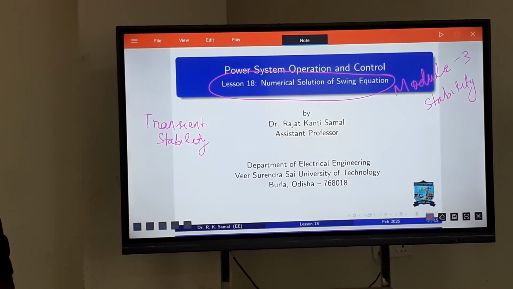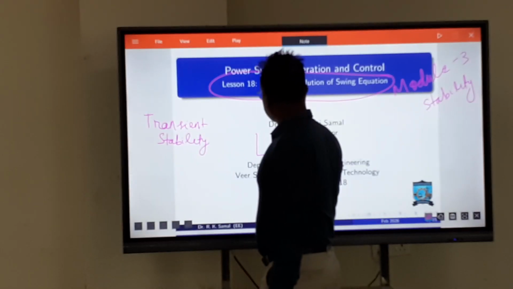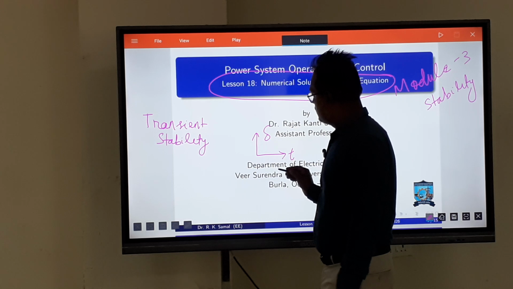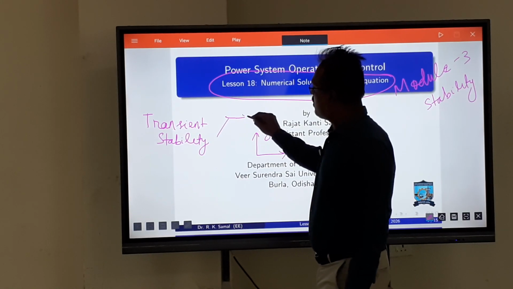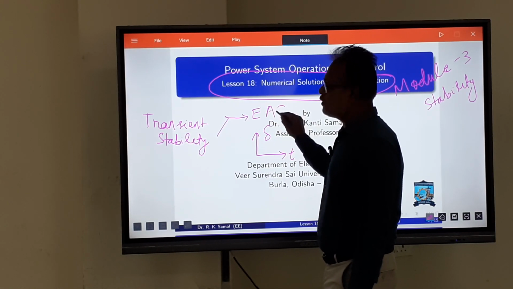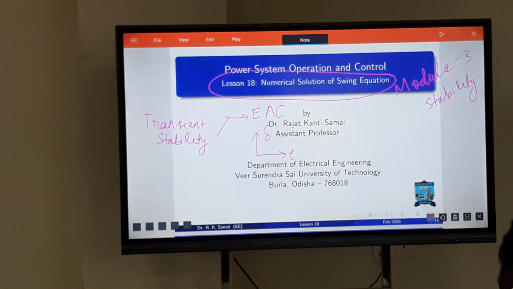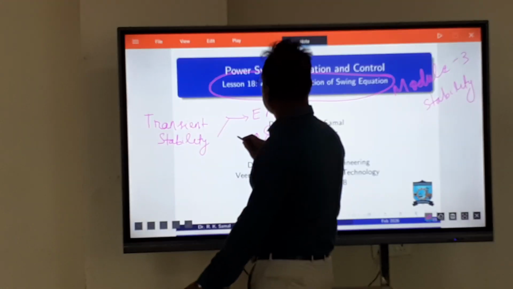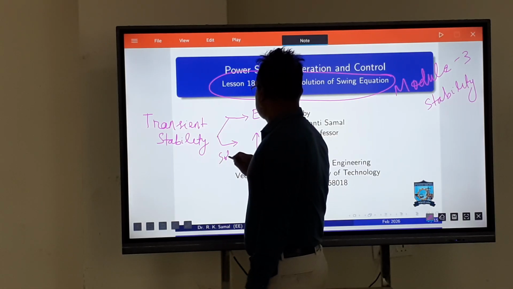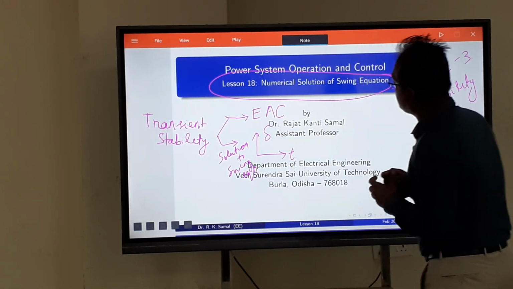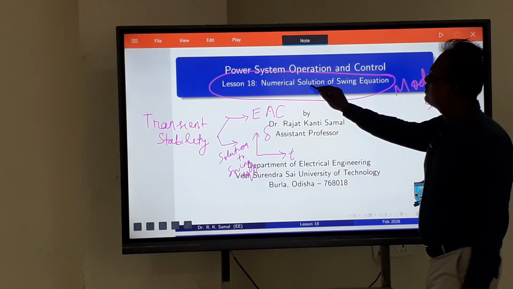what exactly do we mean? We mean the variation of rotor angle with respect to time, right? And this can be obtained by two means. One is the equilibrium criteria, which gives a qualitative measure for power system transient stability, and the other one is the solution to the swing equation. So that is what we will do.